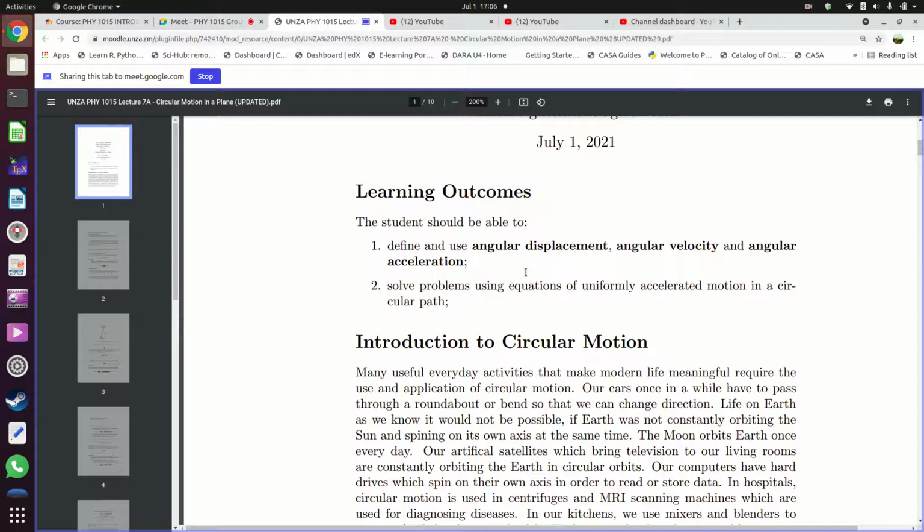Now, when we were talking about motion in a straight line, we described it in terms of displacement, velocity, and acceleration. It happens that when we are talking about motion of an object in a circular path, or if an object is rotating or spinning, we can also describe such motion in similar terms. We're talking about angular displacement, angular velocity, and angular acceleration. So we are going to try to see what these are.